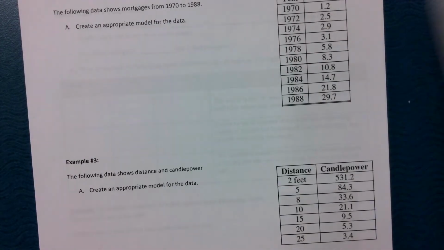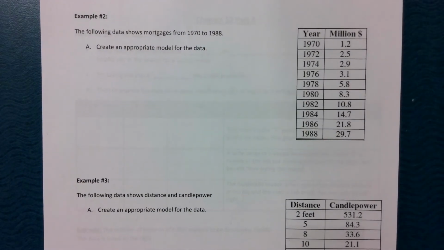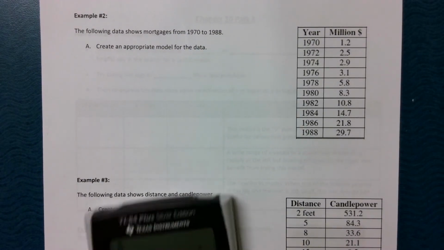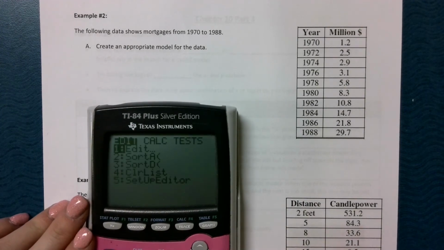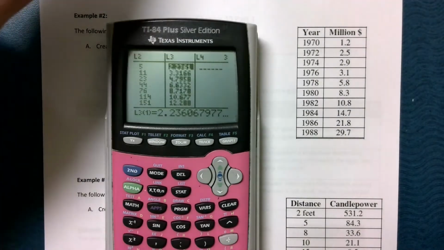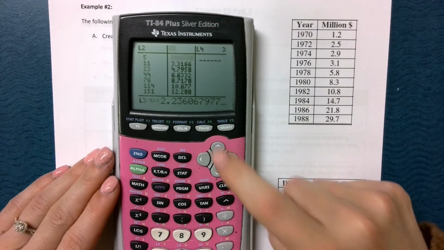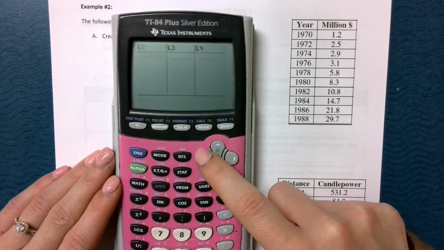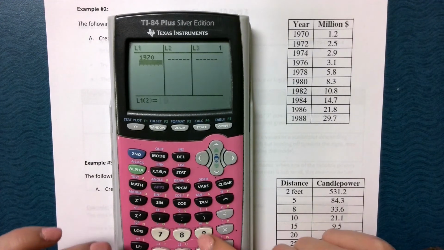Let's go ahead and look at another example. So the following data shows mortgages from 1970 to 1988. We're going to start with typing in our data here. I'm going to zoom out a little bit. I am clearing my L1, 2, and 3, and I'm going to start with typing in all of the data.